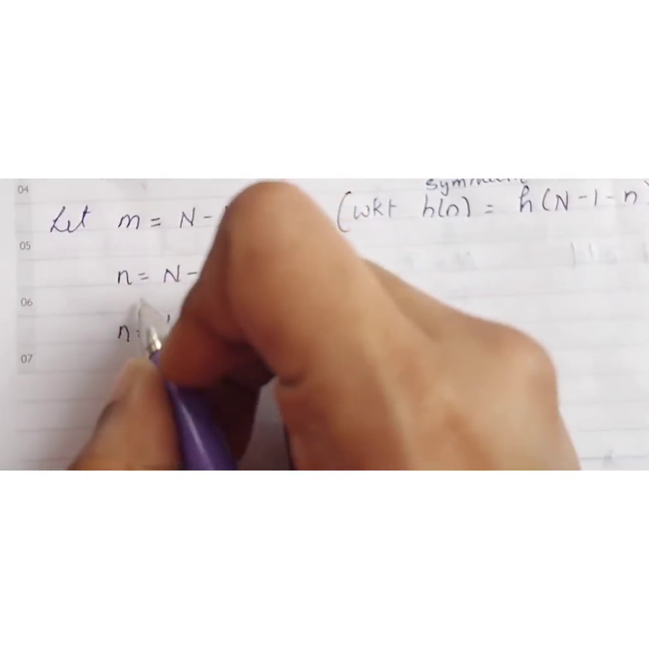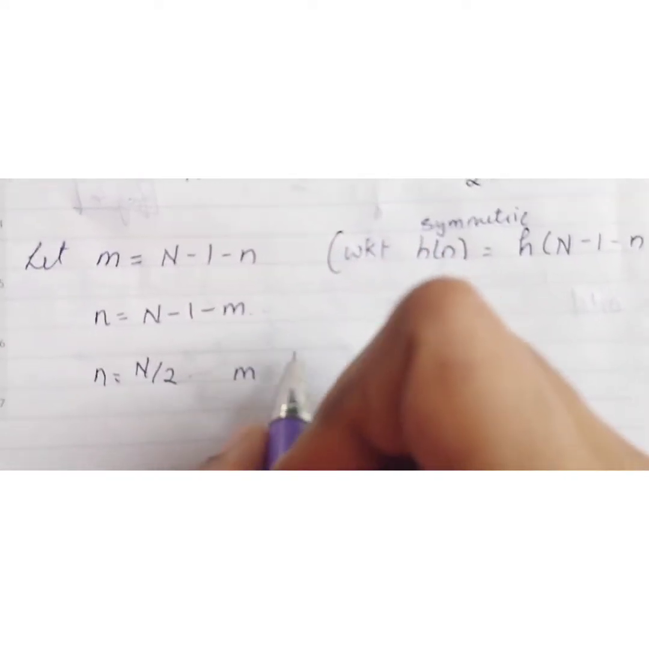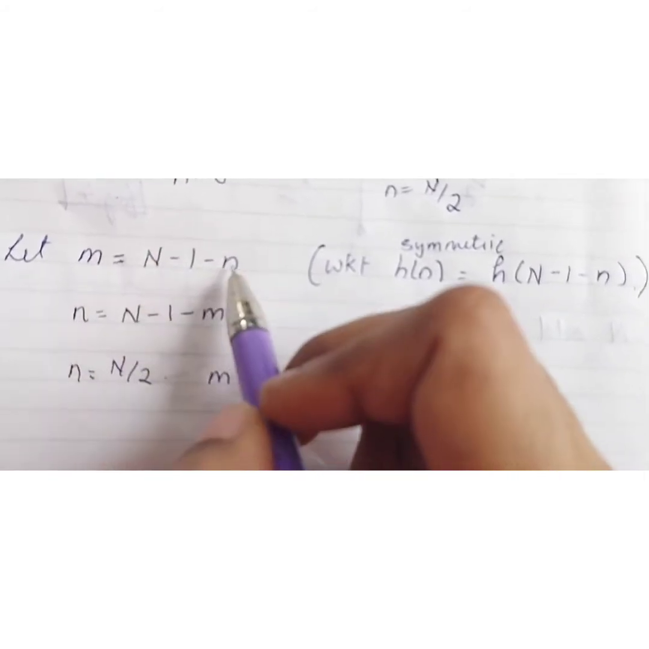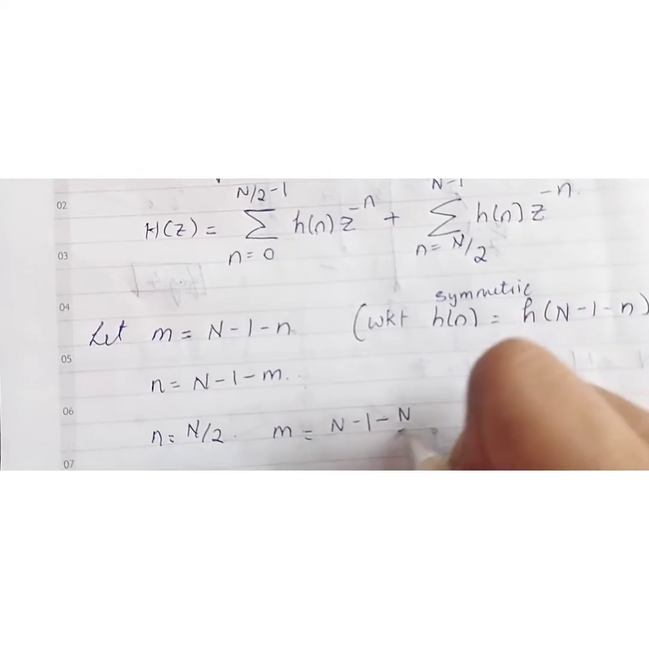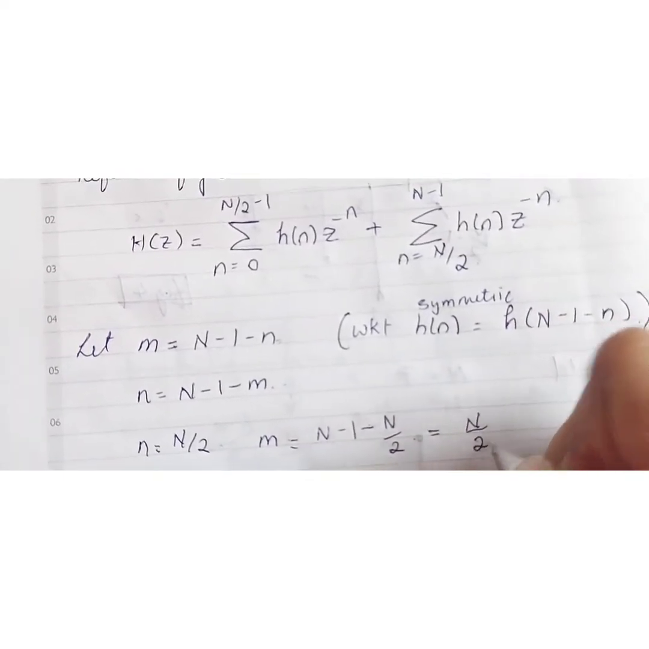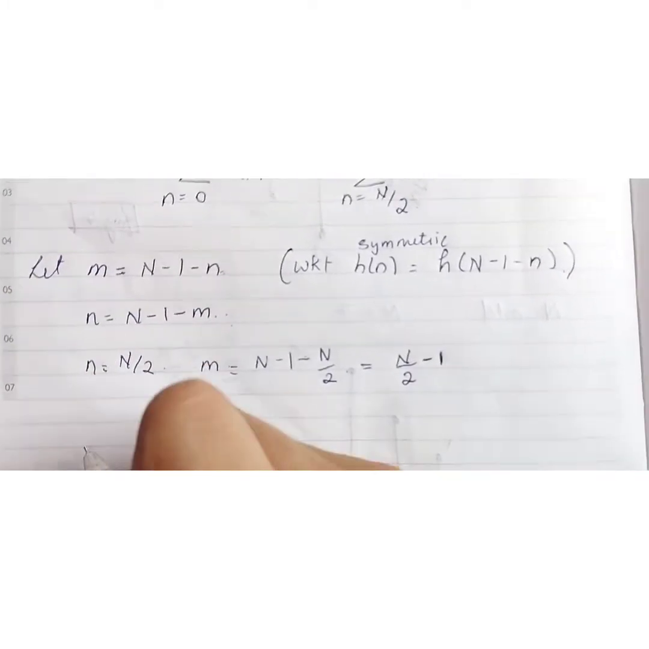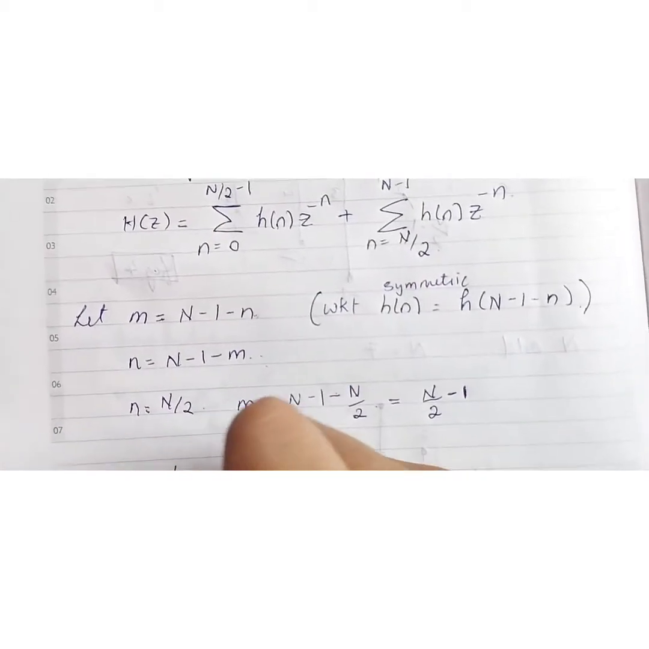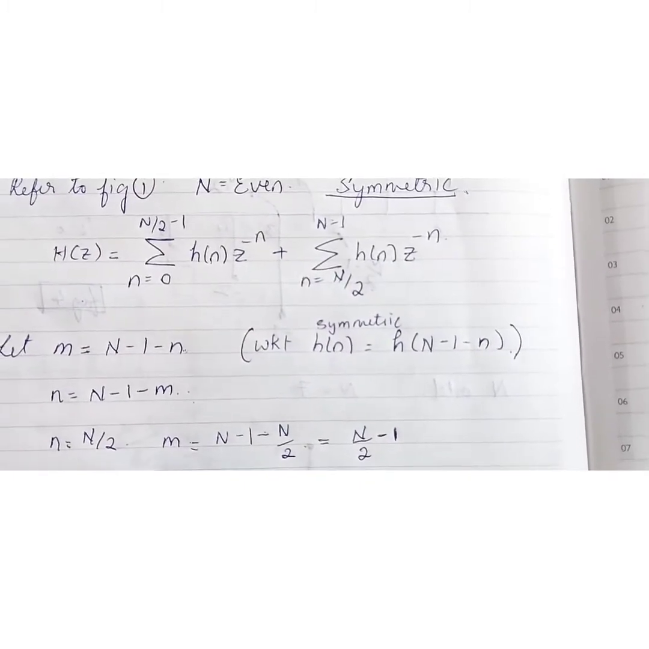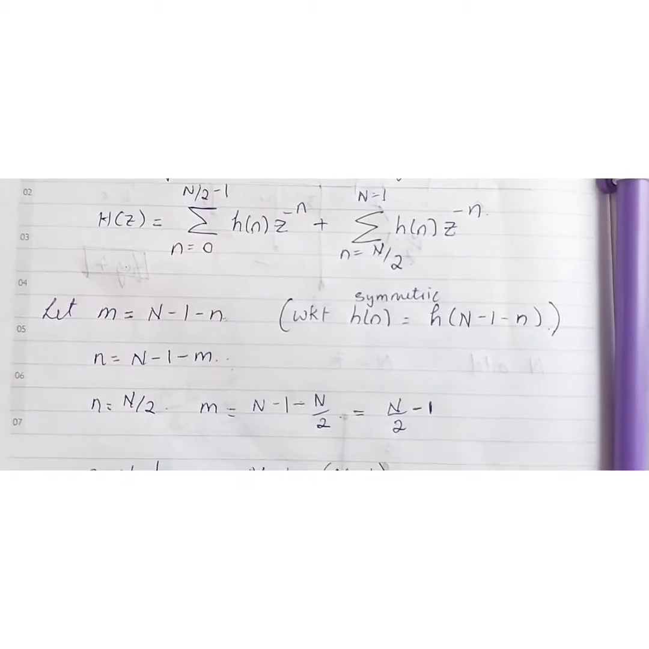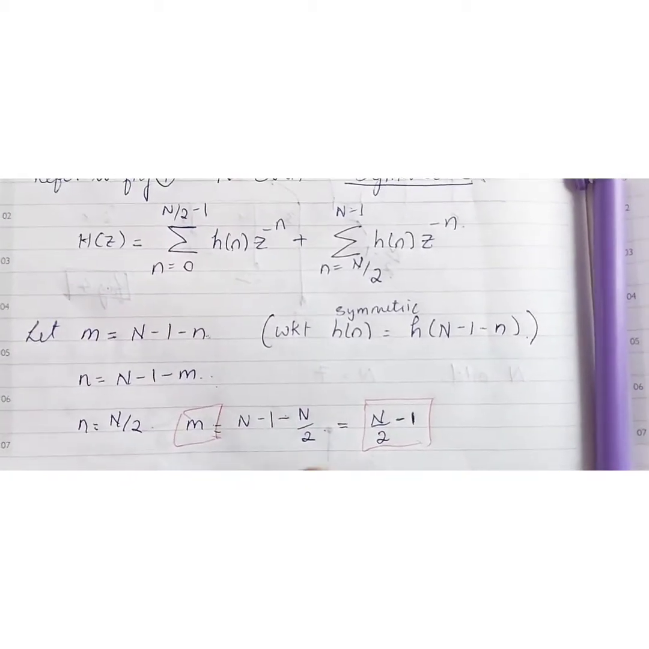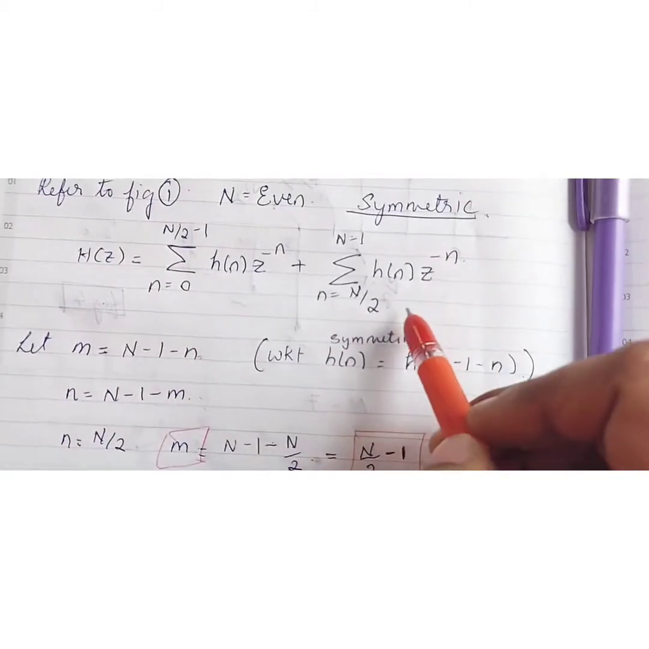So we will see what happens to the summation when n is equal to N by 2. When n is equal to N by 2, what is the value of m? You can substitute and tell me. m is equal to N minus 1 minus N by 2. So N minus N by 2 is nothing but N by 2 minus 1. And when n is equal to N minus 1, the second limit, what happens to m? m is equal to N minus 1 minus of N minus 1, which is nothing but 0. So your new limits are what? m is equal to N by 2 minus 1 and m is equal to 0. These are the new limits which you are going to substitute in this equation.